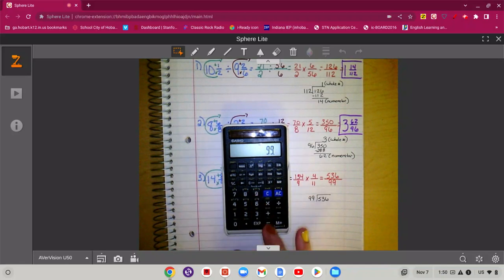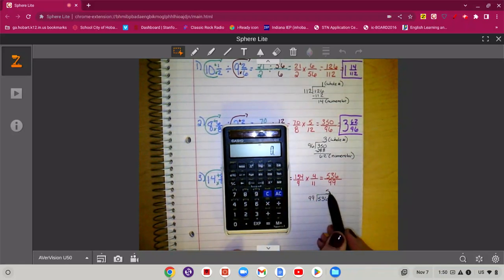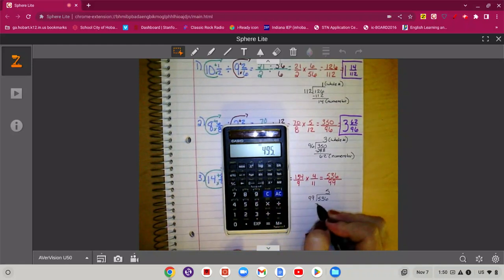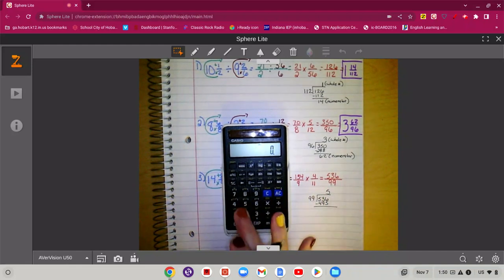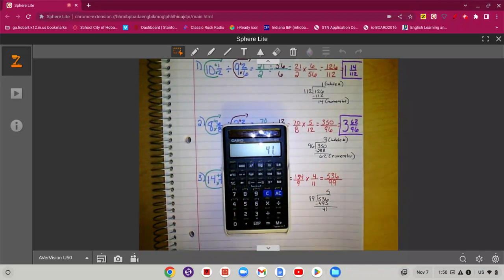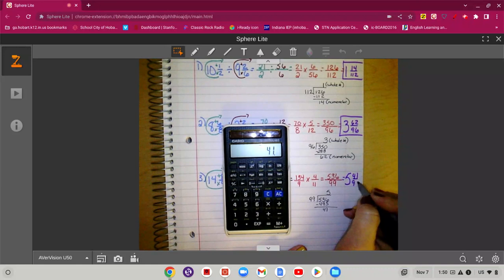536 divided by 99 goes in 5 times. So I need to know what 5 times 99 was. 495. Then I'm going to do my subtraction problem. 536 minus 495 gives me a remainder of 41. So my answer would be 5 and 41/99.